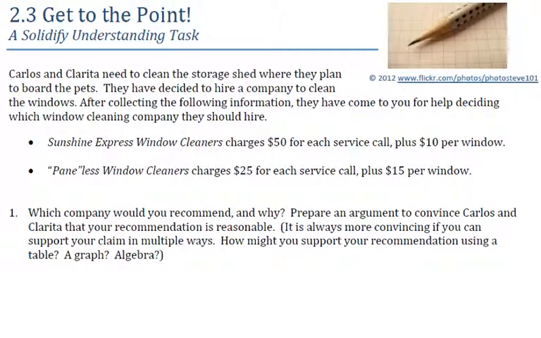Let's take a look at the math task in class 2.3, get to the point. So, Carlos and Clarita need to clean the storage shed where they plan to board the pets. They have decided to hire a company to clean the windows. After collecting the following information, they have come to you for help deciding which window cleaning company they should hire.